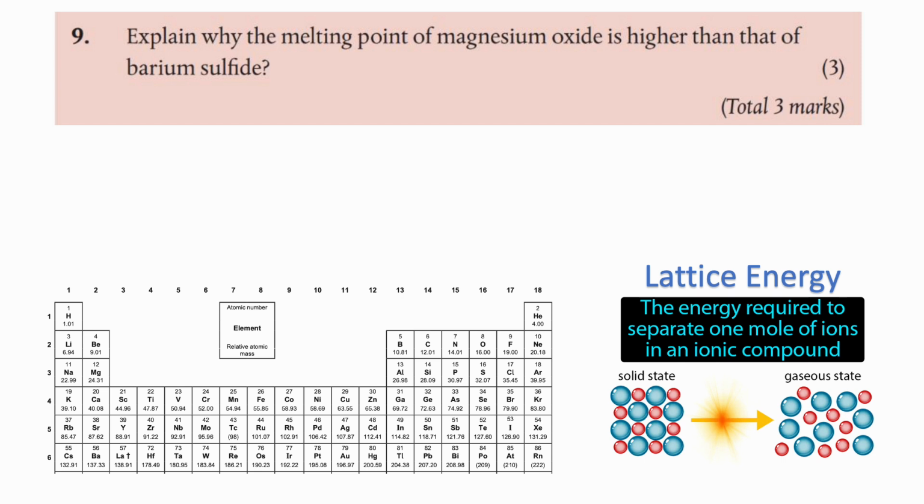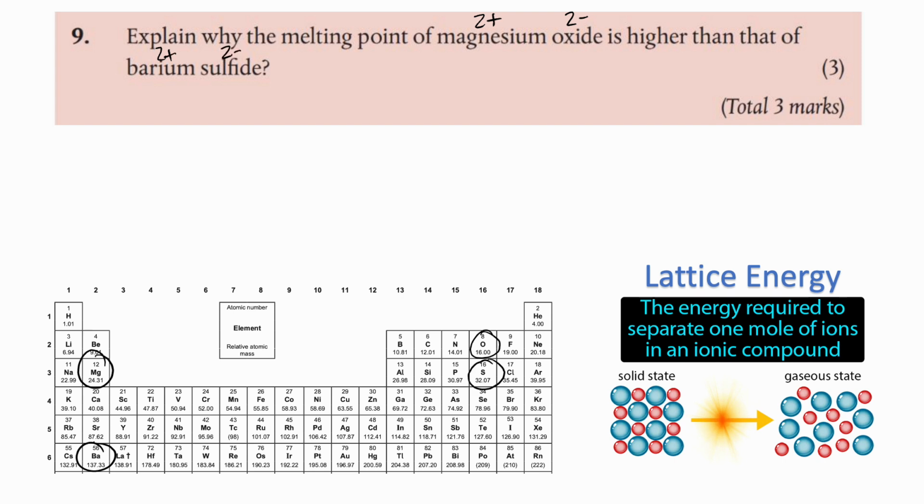9. Explain why the melting point of magnesium oxide is higher than that of barium sulfide. So when we're talking about 2 ionic compounds, remember magnesium oxide, magnesium is in the second group, so it's going to form a 2 positive charge. Oxygen is going to form a 2 minus charge. Barium's down here, also 2 positive charge. Sulfur, also 2 minus charge.